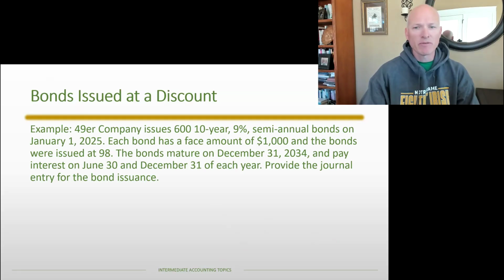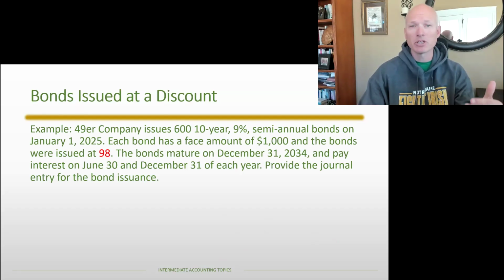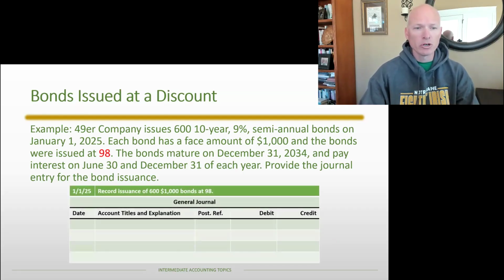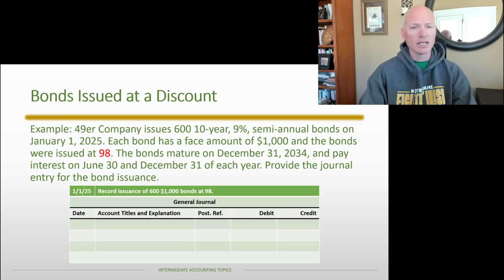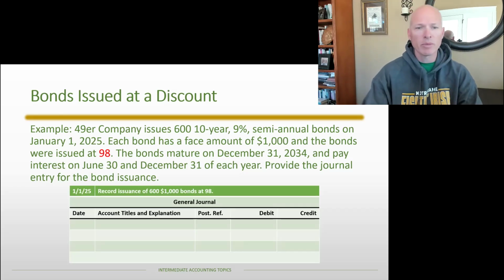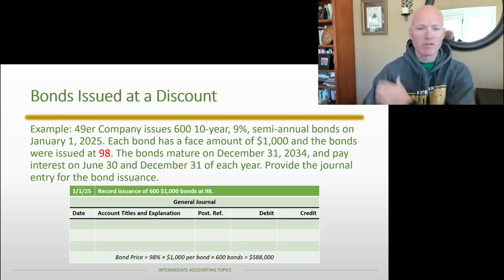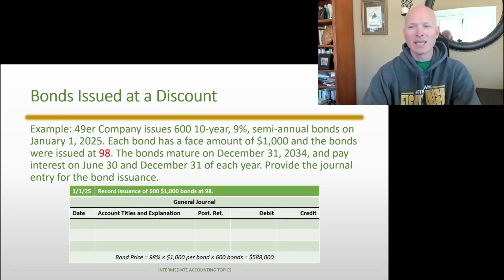So they issued 600 10-year, 9% semi-annual bonds on January 1st, 2025. Each bond has a face amount of $1,000, and the bonds were issued at 98. The key difference here, of course, is that they're issued at 98, meaning they were issued at a discount. And so when we go through to do that journal entry, hopefully it's not too bad. Again, 600 $1,000 bonds issued at 98 means that in total, the price of the bonds is 98% of the total par value, or $588,000.